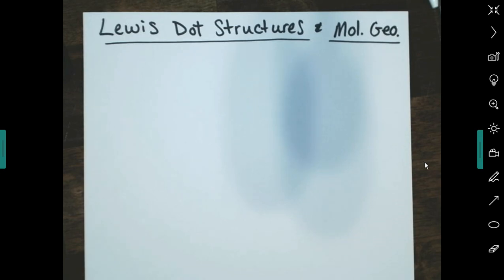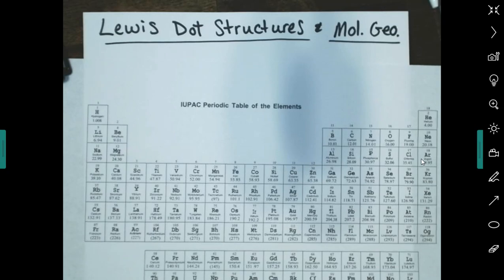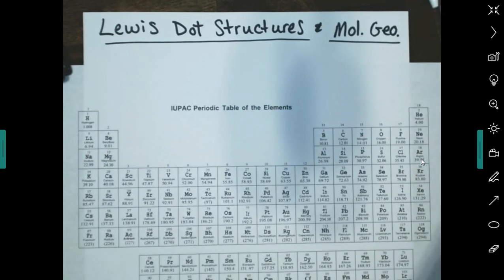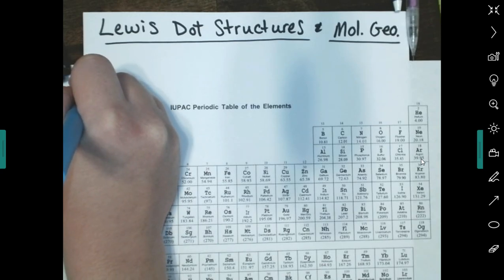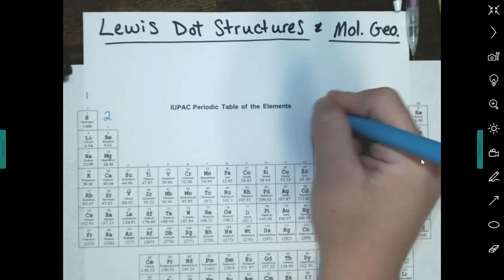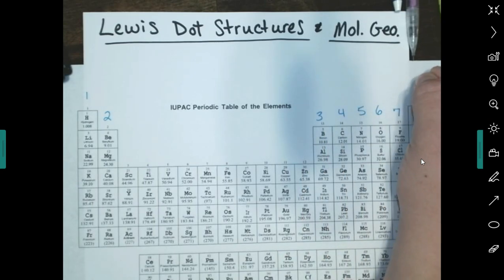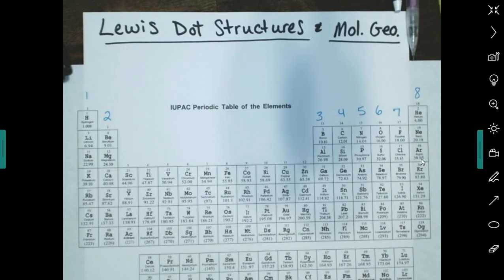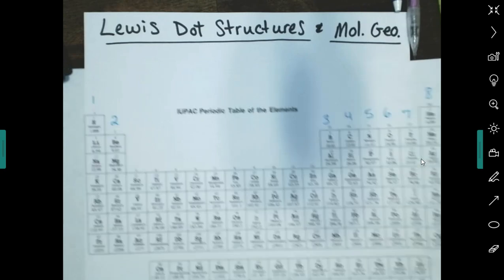So the first thing we've got to do before we can draw any sort of Lewis dot structure is we have to know where our valence electrons are on the periodic table. So you guys should know that this is one valence electron. This group has two valence electrons, 3, 4, 5, 6, 7, 8 valence electrons. Okay, so that's something you definitely need to know before you can start drawing a Lewis dot structure.